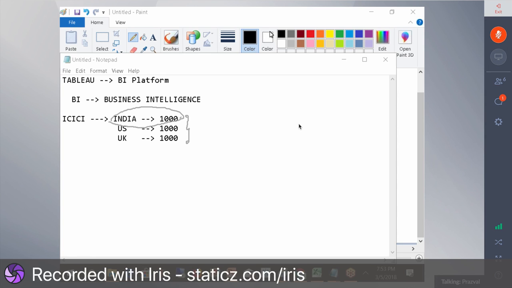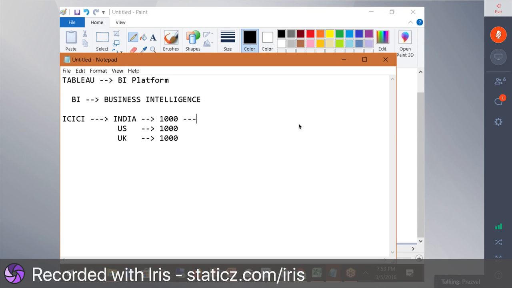In India, let's assume they have a customer base of 1 crore customers. Similarly, in the US and UK also they have 1 crore customers. That is their goal. So what do they want to do? They want to compare one country's report with the remaining countries, and also know which country is doing well and which is not. At a high level, that is the requirement. So how will ICICI accomplish their goal?